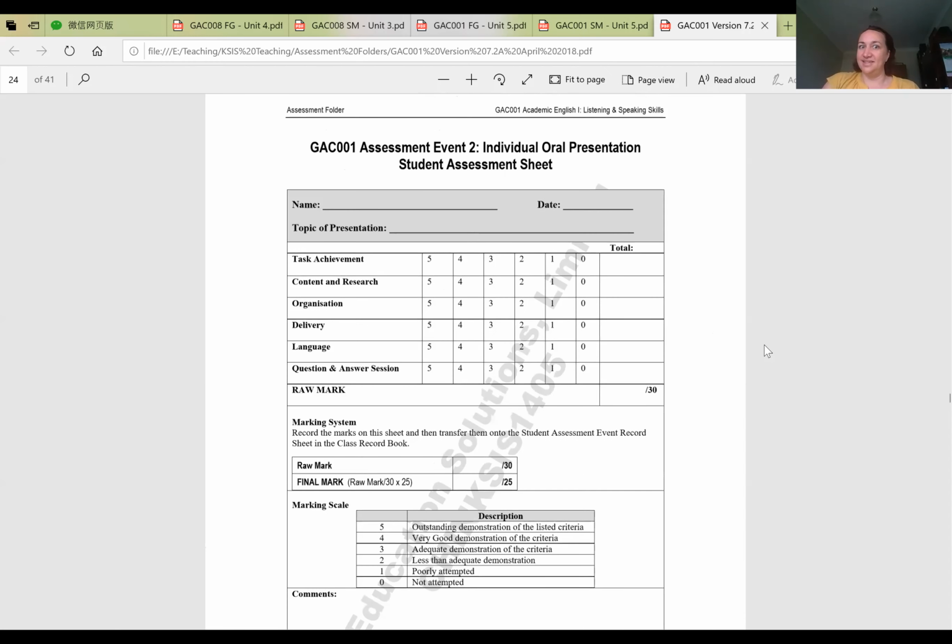And this is for teachers, so this is how I'm going to be assessing you. Task achievement is the overall achievement. So I do this one at the very end after I've completed these other ones. So content and research. I see how much information you know about your animal, not just simplified content.